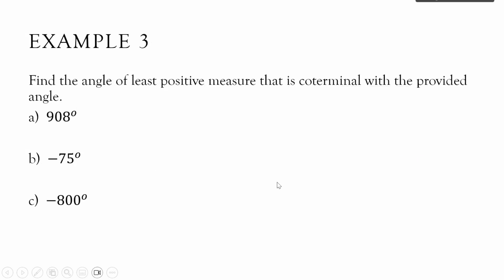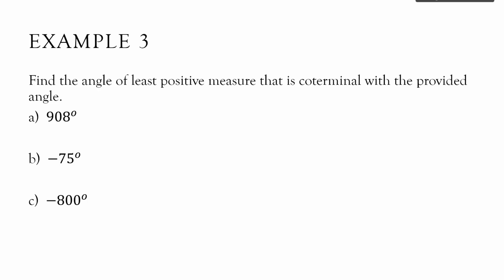Example 3. Find the angle of least positive measure that is coterminal with the provided angle. So if I have a really large angle that's bigger than 360, perhaps it would be nicer if I can find an angle that's pretty much the same thing, but something that we're more familiar with between 0 and 360. Typically, it's a lot easier for us to imagine the angle between 0 and 360, rather than, for example, in part A, 908 degrees. The good news is that we can actually do this fairly quickly.